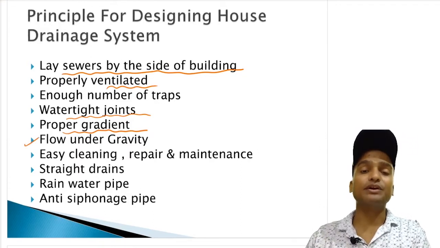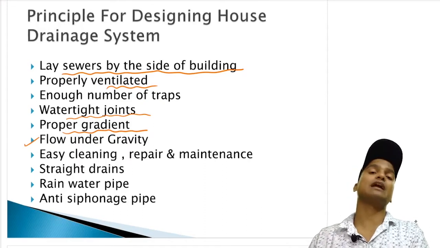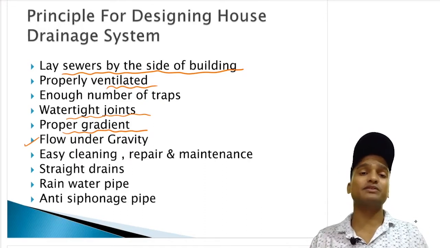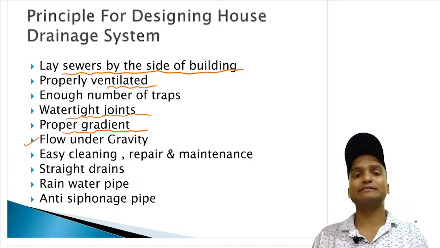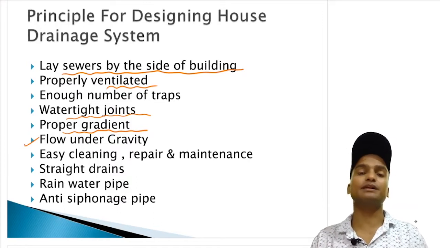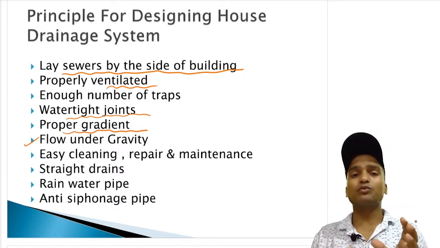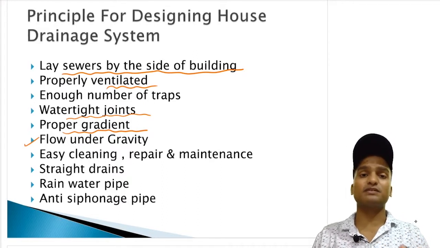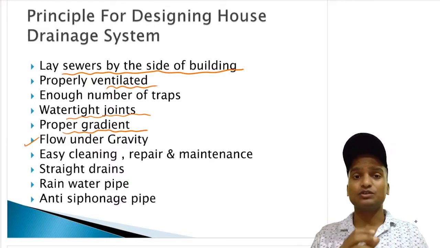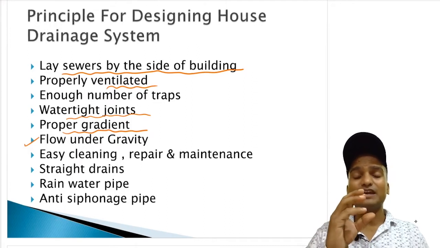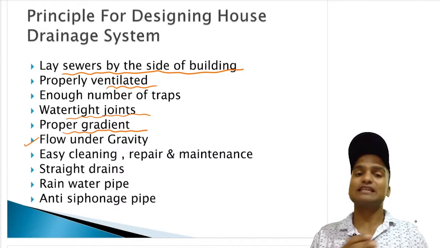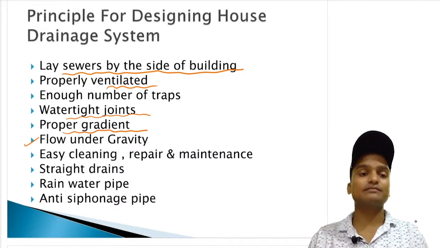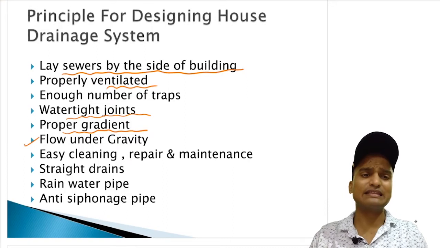Easy cleaning, repair and maintenance. So how can it be done? Cleaning, repair and maintenance can really become easier if we use plumbing fixtures that have an adequate number of eyes wherever turns happen, 45 degree, 90 degree. If we are going to use a plumbing fixture, it has an eye, and that eye we can open and very easily clean it if it gets choked. So these things help us. And then straight drains, we don't want a complicated design of drains.